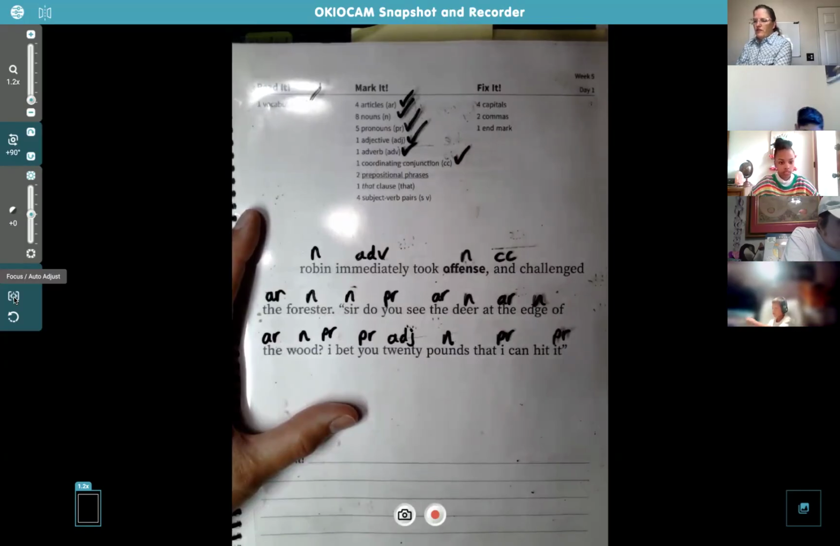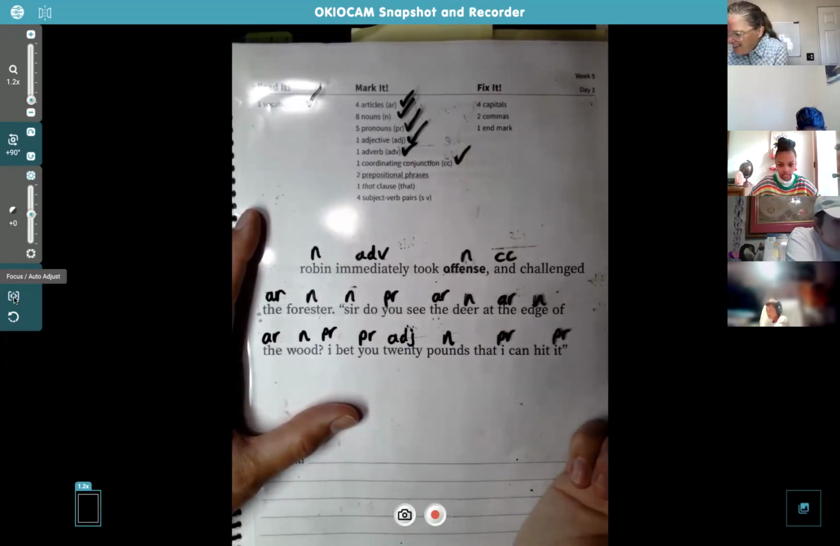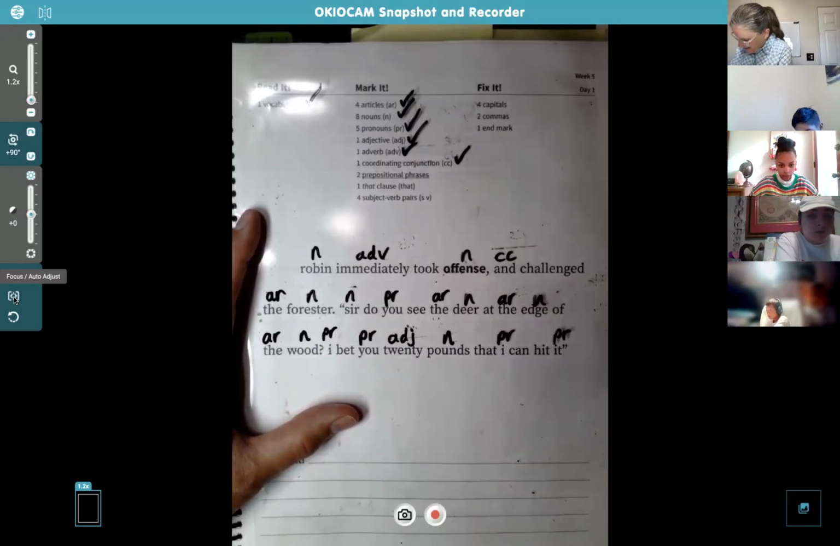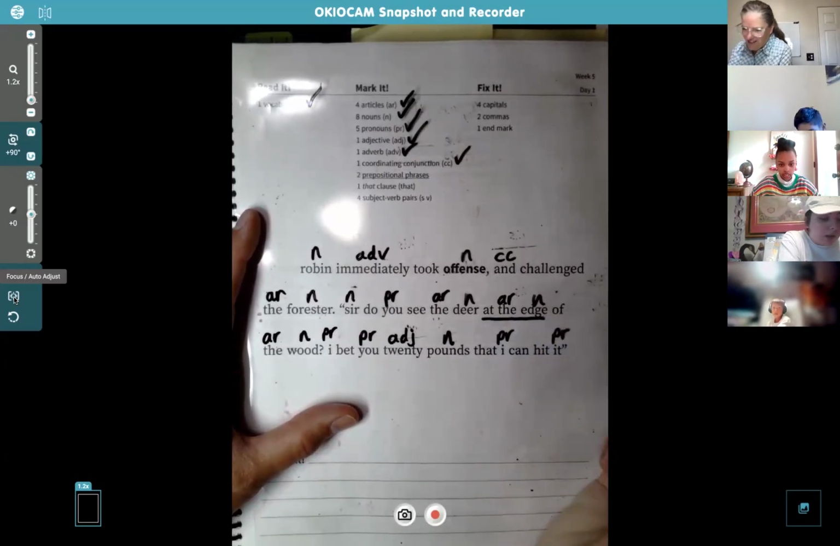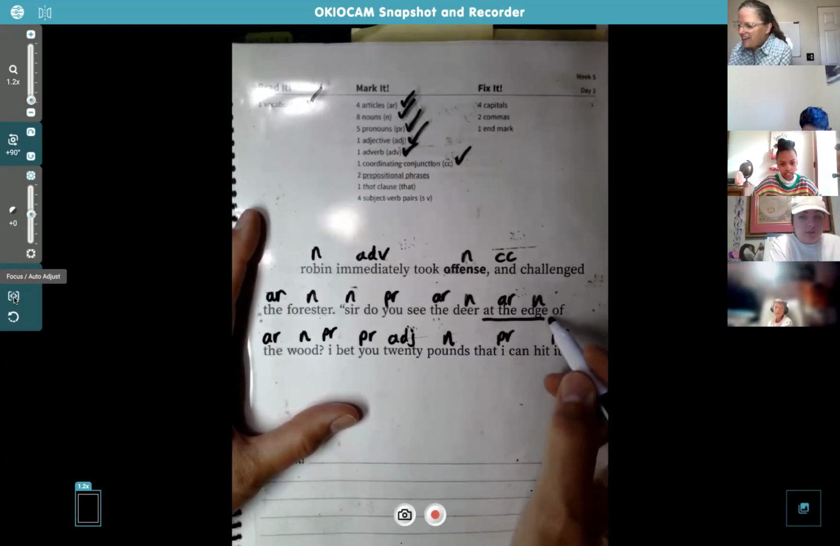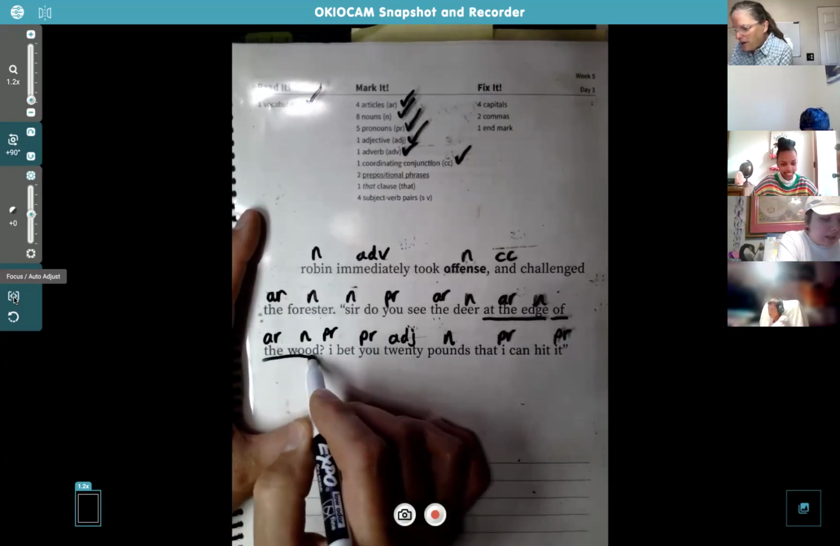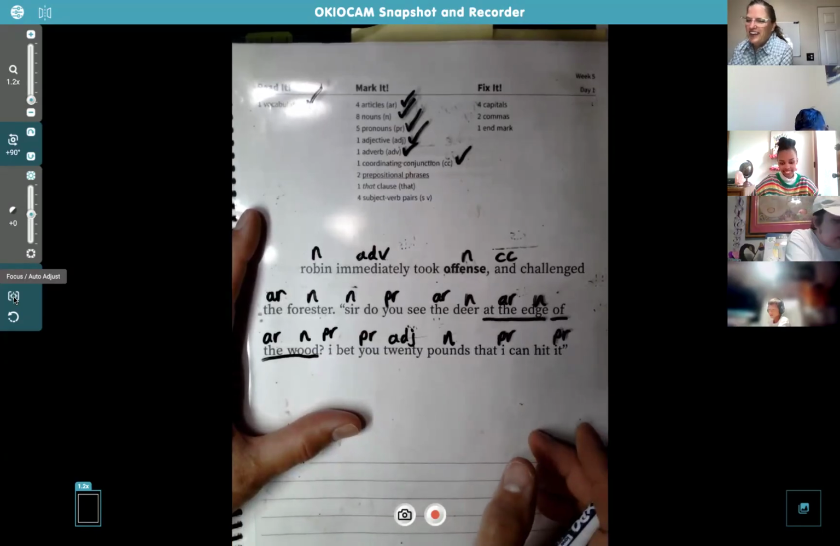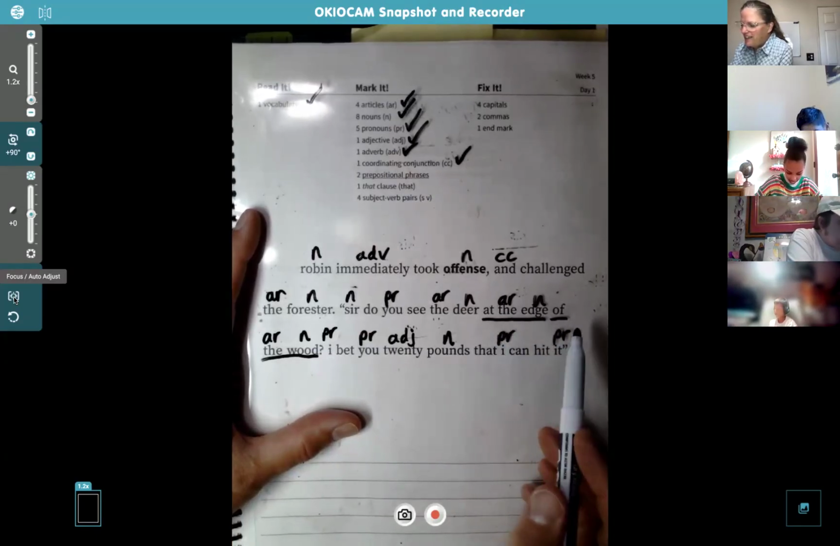Do you want to do the prepositional phrases or the that clause? I'll do the phrases. Okay, cool. You see them in there? Is the first one at the edge of the wood? Yes. Well, at the edge. They're right next to each other, basically. Oh, of the wood. There you go. So at the edge and of the wood.